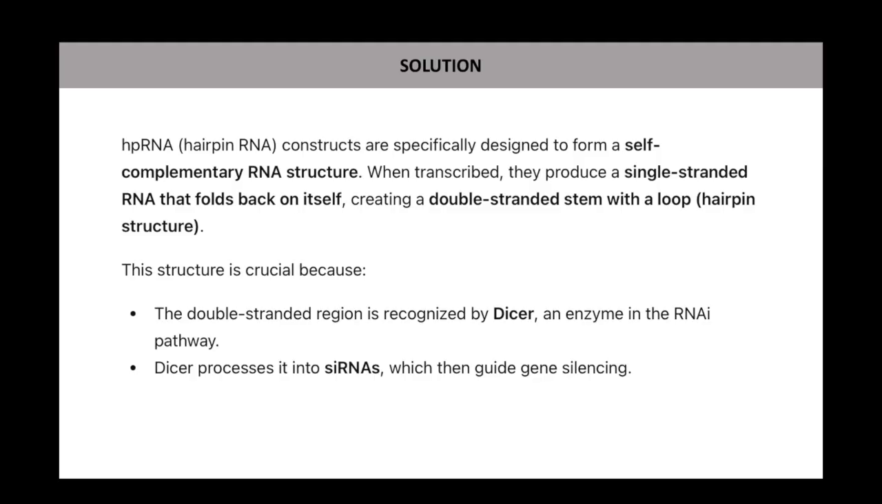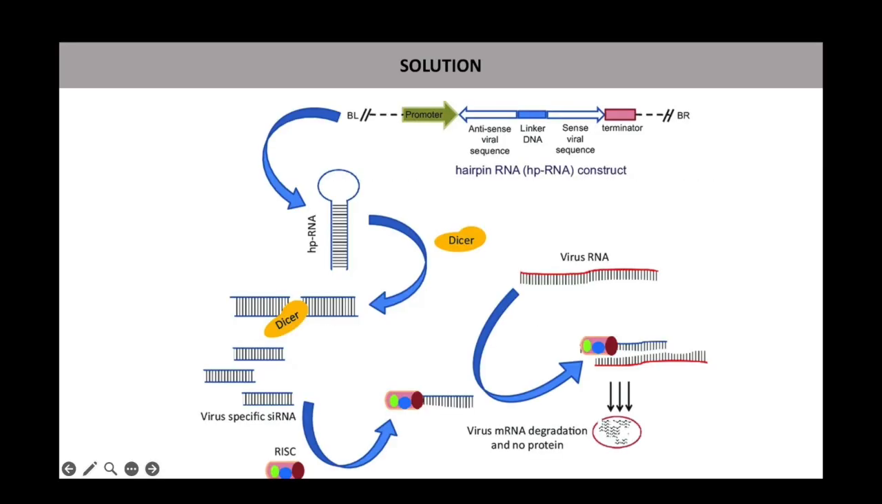Okay, so that is why the structure is important, and so it is given here that the structure is crucial because the double-stranded RNA is recognized by dicer, an enzyme which is used in the RNAi pathway. And this dicer will process it into siRNAs, the small interfering RNAs, which will then guide the gene silencing. Okay, so this is the process of silencing.